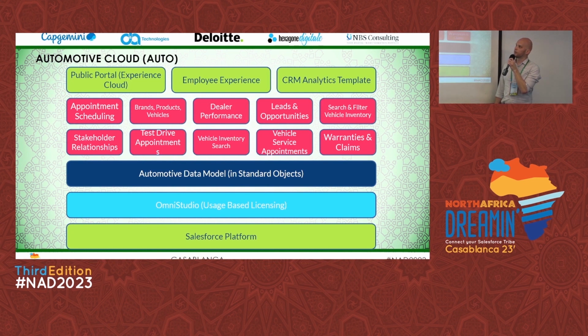Next up, we have Automotive Cloud. This is for automotive companies that are selling cars, called car dealerships, that sort of thing. We have the Salesforce platform. The data model is within the core platform. There's Omni Studio. We have the automotive data model in standard objects, and then a bunch of functional modules. So we can see things like appointment schedule, test drive appointments, vehicle inventory search, vehicle service appointments. So you can see that, as a car dealership, these are all of the functionalities that you would need for running your business.